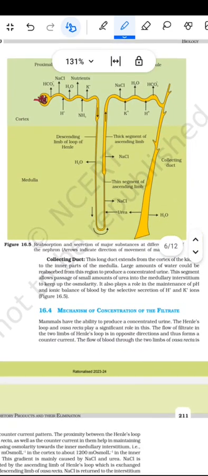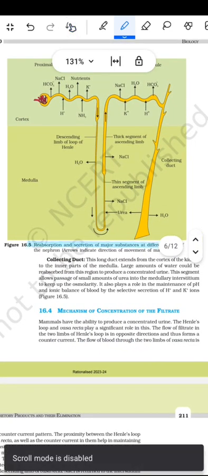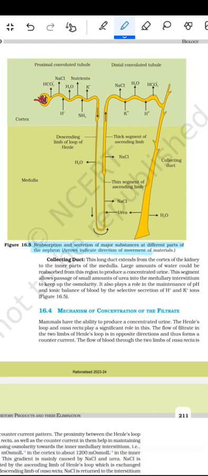Here are given the reabsorption and the secretion of the major substances at the different parts of the nephron. Arrows indicate the direction of the movement of the materials.